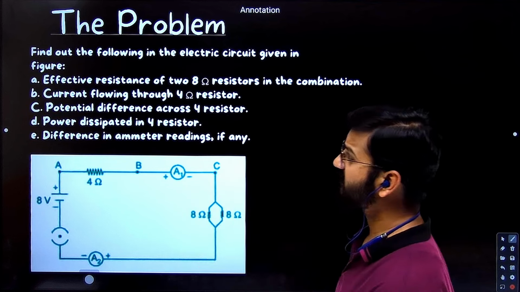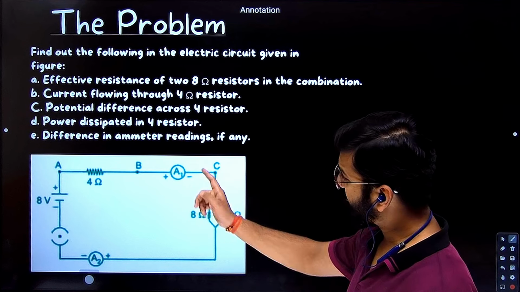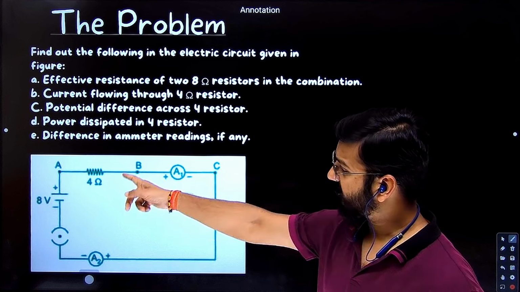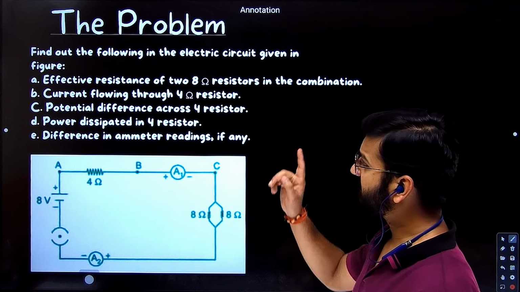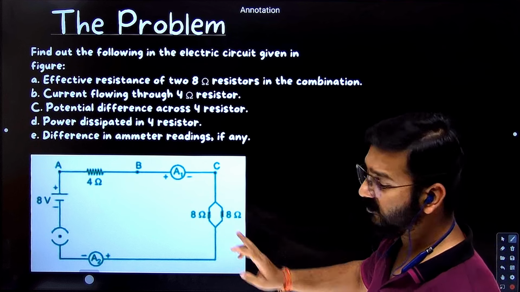So if you see the first question on the screen, we have a circuit diagram in which this 8 and 8 are connected in parallel. We have two ammeters, A1, A2, and 4 ohm, and a cell of 8 volts. So the first question is, what is the effective resistance of these two 8 ohm resistors?